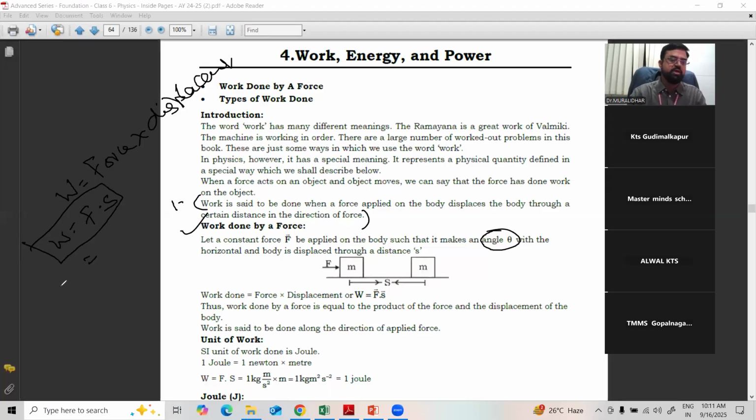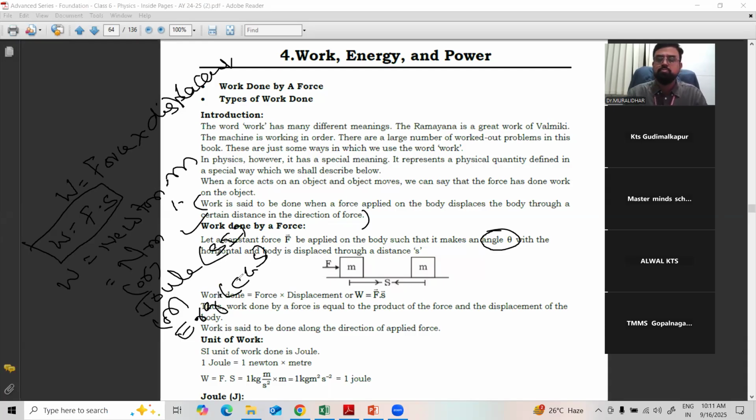So, you know, F is measured in Newton and S is measured in meter, or centimeter. So Newton meter is the unit, also known as Newton meter or joule, or erg. Joule is in the SI system, erg is in the CGS system. Right? W is equal to force into displacement. You can write this as the first point.